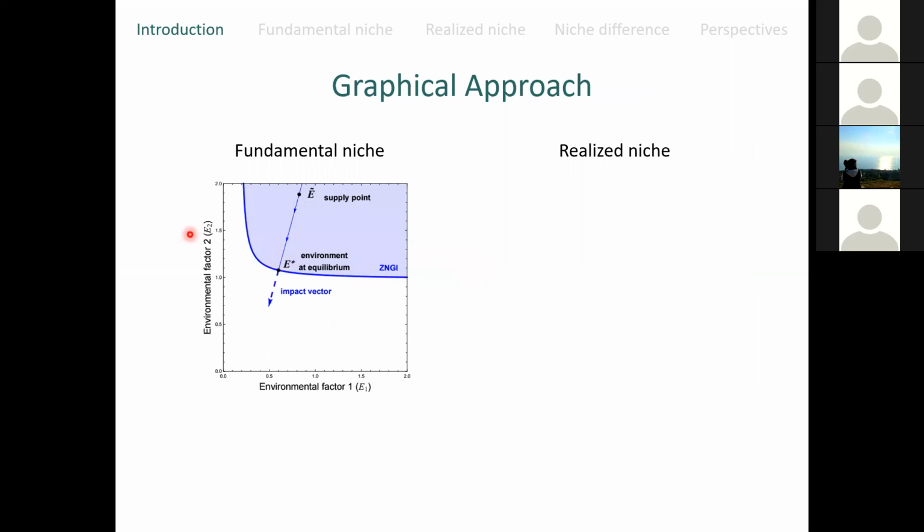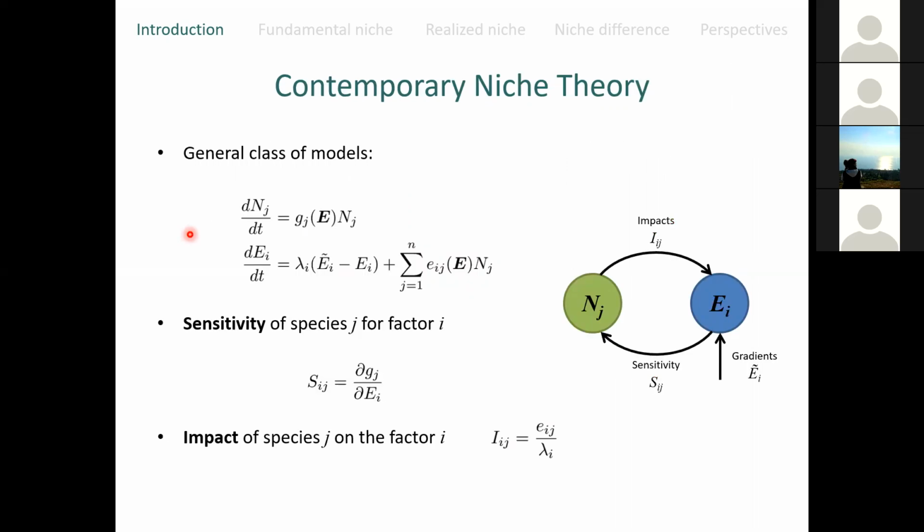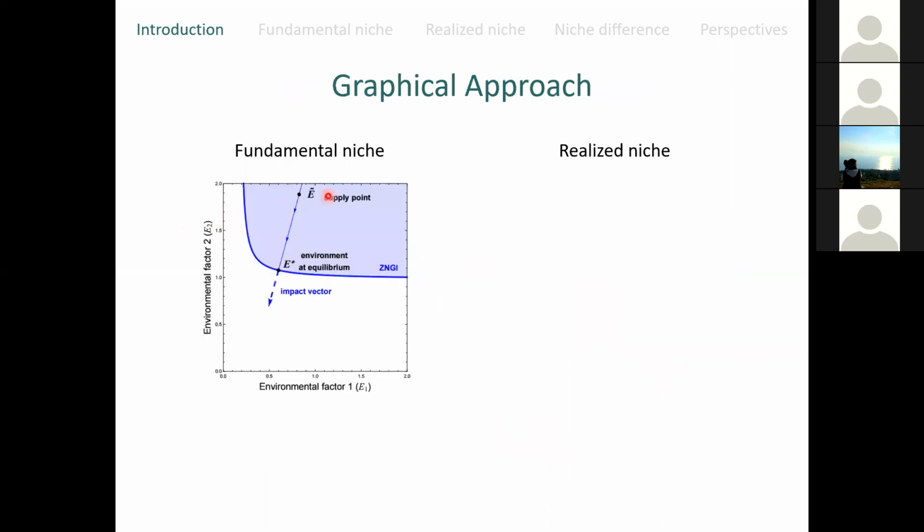What's convenient with niche theory, and what's the point of setting this as a general framework for a general set of equations, is that we can translate everything graphically. If we take one species here and delimit the region of points of environmental factors for which the species can grow, we'll have a boundary here that is very important. It's called the zero net force isocline.